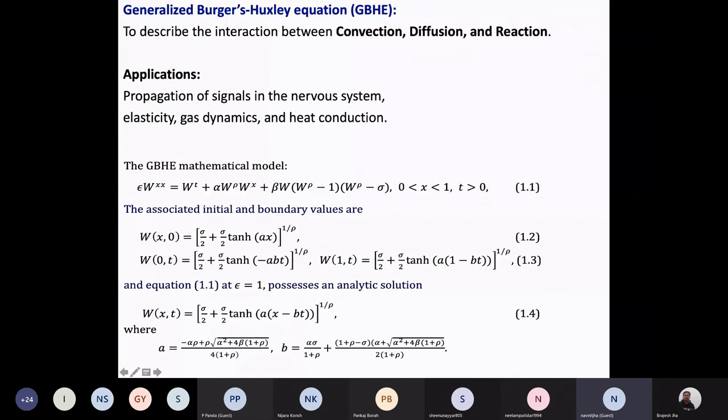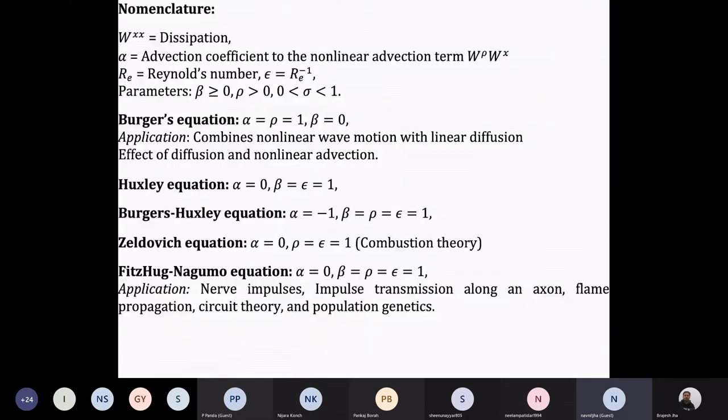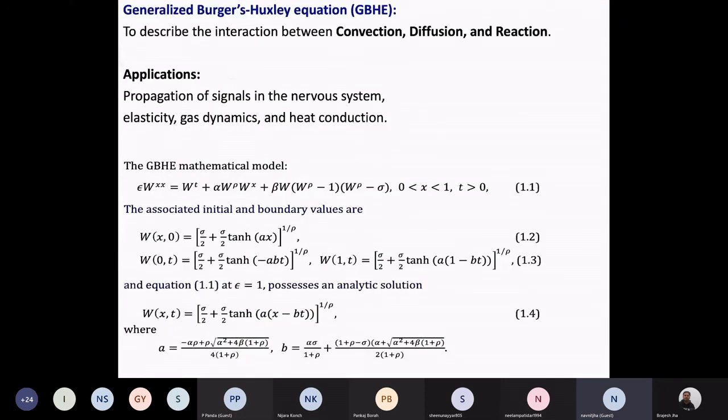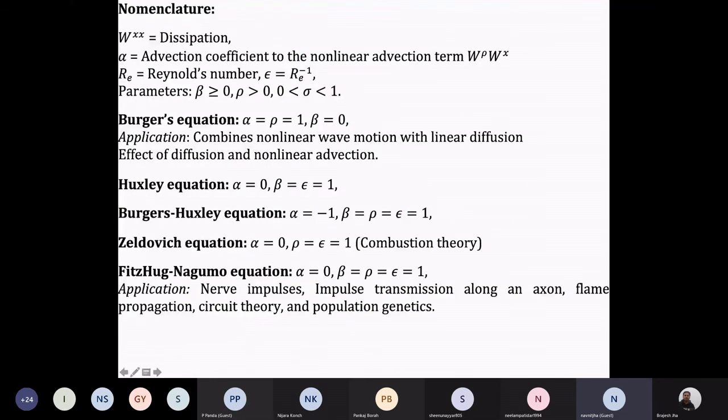It has boundary conditions, and for epsilon equal to 1, the analytical solution is also available. For epsilon not equal to 1, the analytical solution is not known to us. So in that case, we have to depend on the numerical structure. Here, the W double derivative stands for dissipation. Alpha is the advection coefficient. Re is basically 1 by epsilon, the Reynolds number, and these are the parameters.